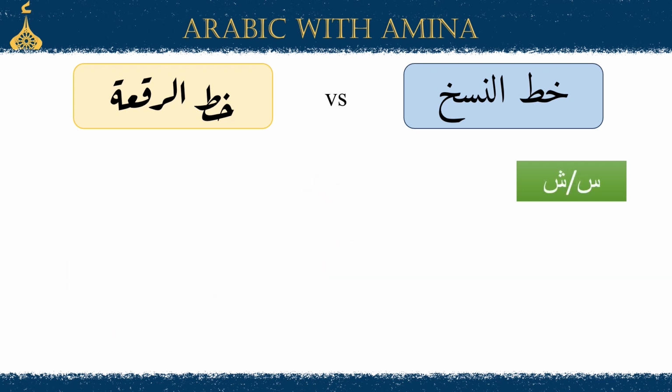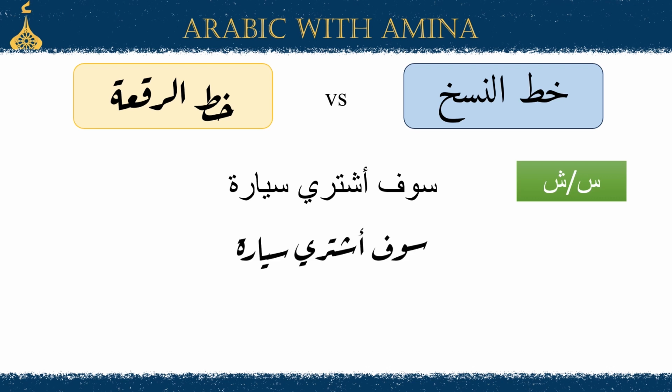Now let's examine another sentence featuring the letters Sin and Shin. In Naskh, these letters are written in a wave-like or W shape, while in Reqaa, they look like straight lines. Notice the difference between the two? In this sentence, you'll also notice variations in the dots of the letters.